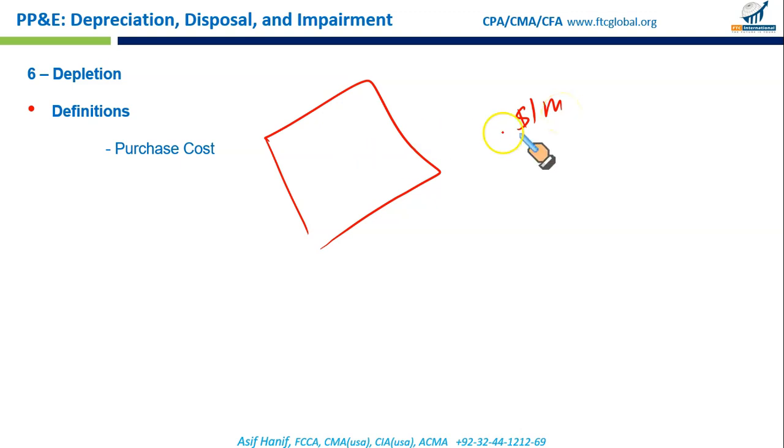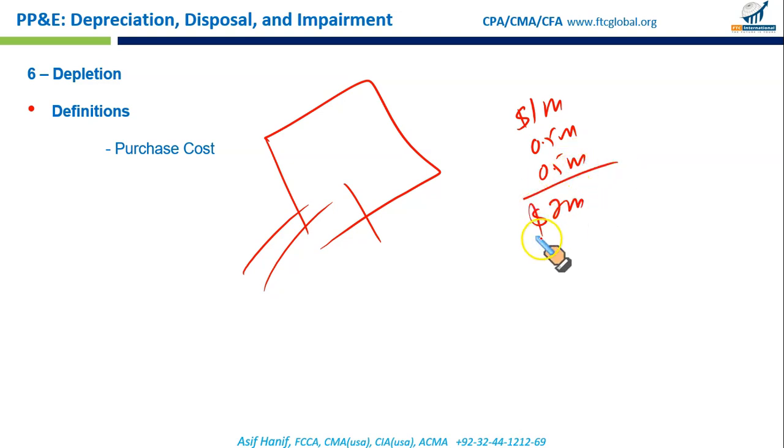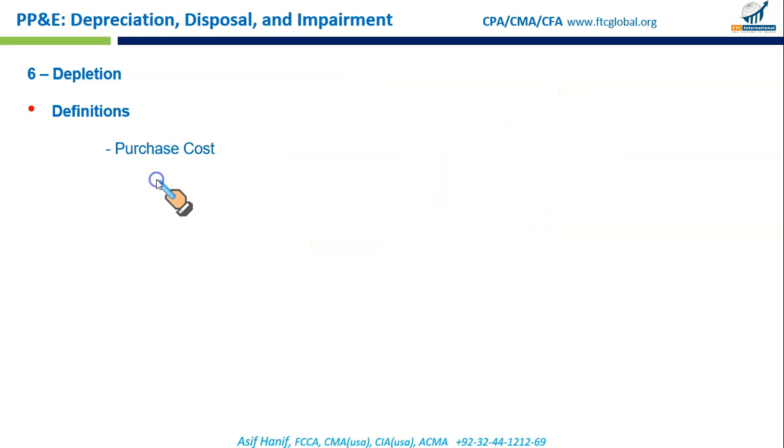Now you spend some money on drilling, let's say $0.5 million. You build tunnels so that you can access the resources, maybe you spend $0.5 million again, so it's a total of $2 million. So basically it is the cost to acquire land and prepare the land for extracting resources.